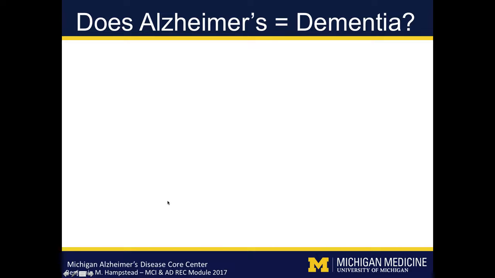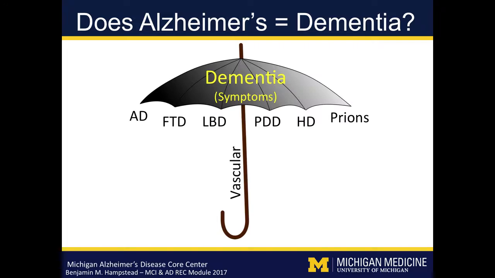One question that we often hear is, does Alzheimer's equal dementia? And the answer is yes and no. Dementia is the clinical phenotype, the clinical presentation of symptoms, whereas there are a lot of different subtypes of dementia that have different etiologies. You can think of dementia as an umbrella, and then each of the spokes or even the handle as being a different type of dementia. So we have Alzheimer's, frontotemporal, Lewy body, vascular dementia, Parkinson's disease with dementia, Huntington disease, prions, and on and on.